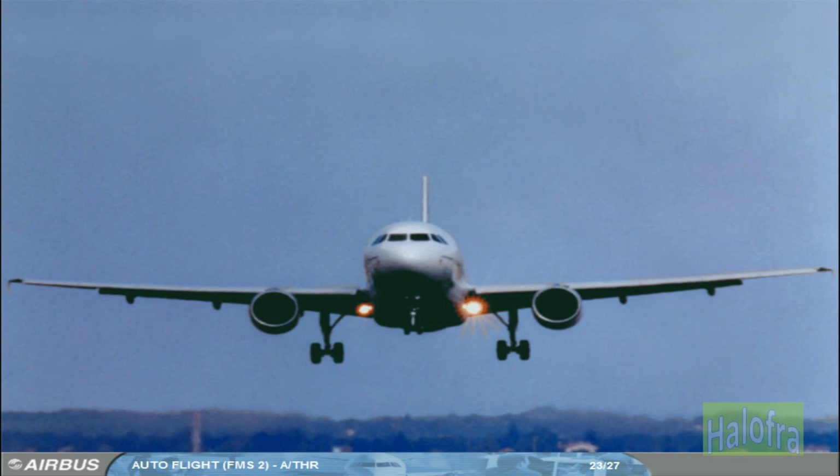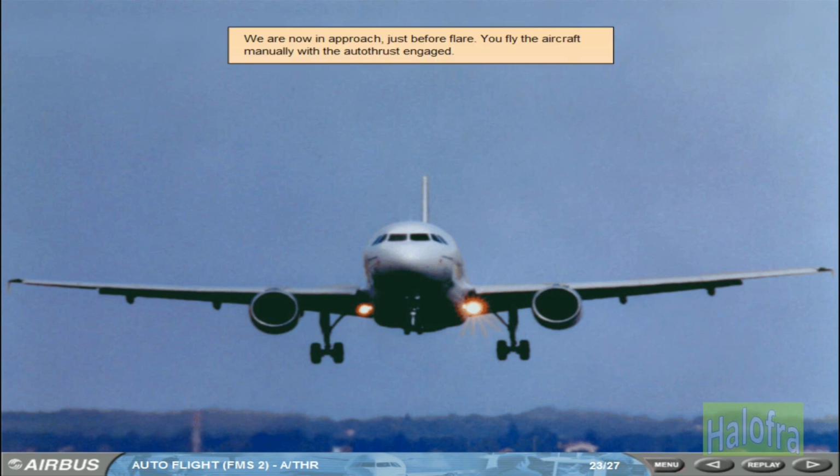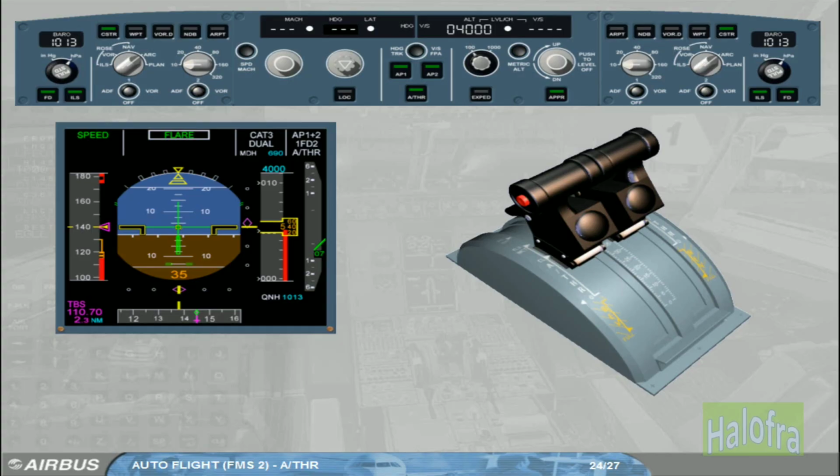We are now in approach, just before flare. You fly the aircraft manually with the autothrust engaged. Note that the autothrust is in speed mode.